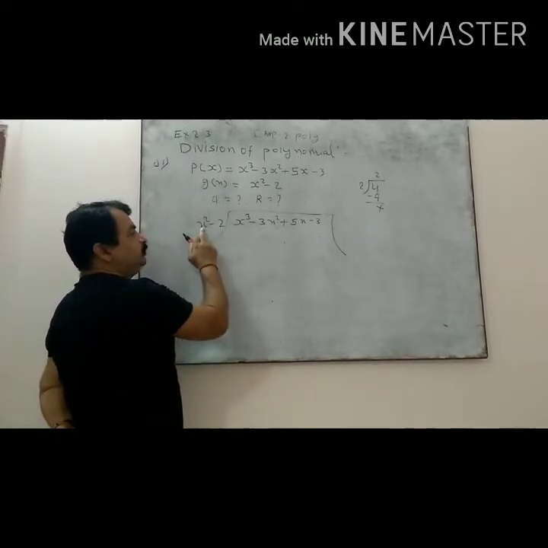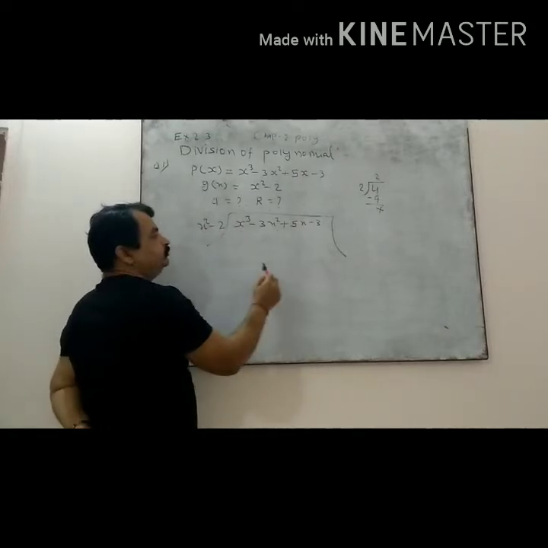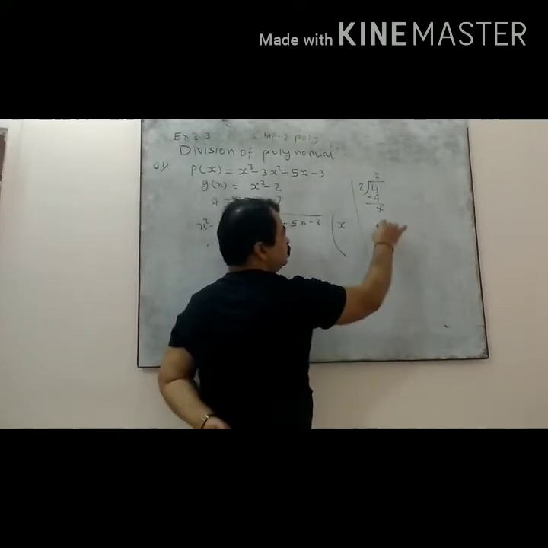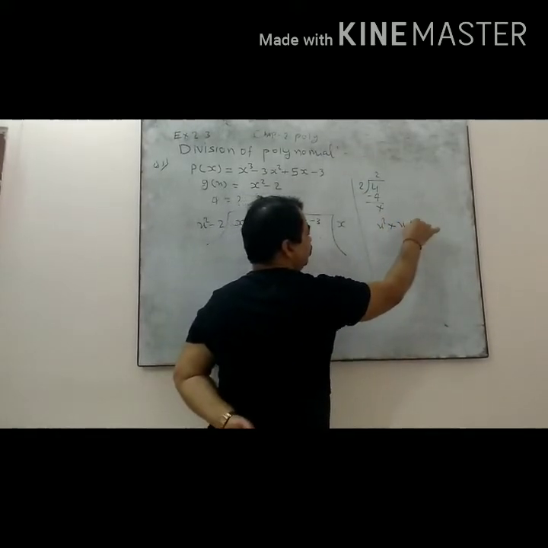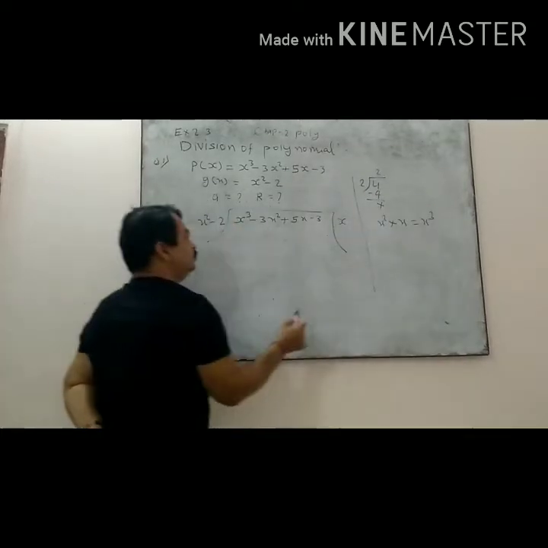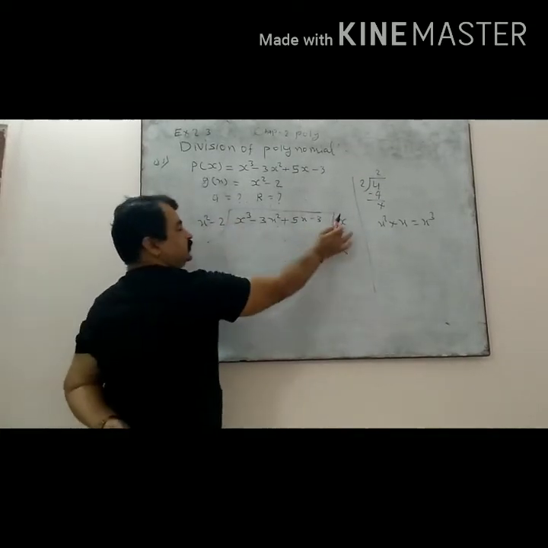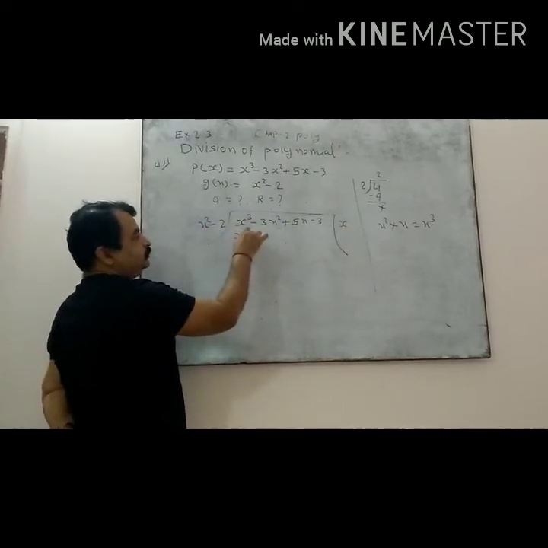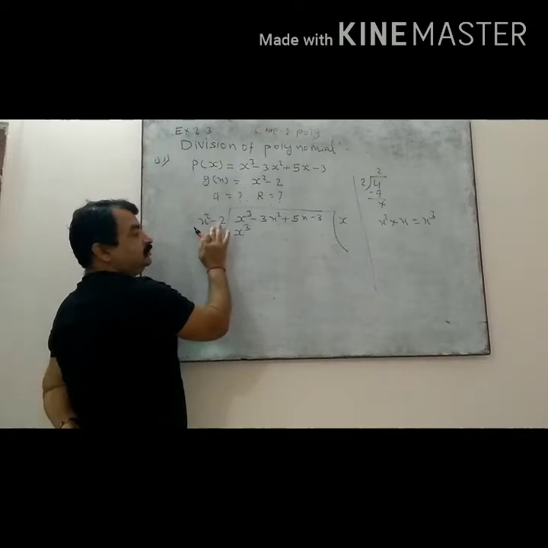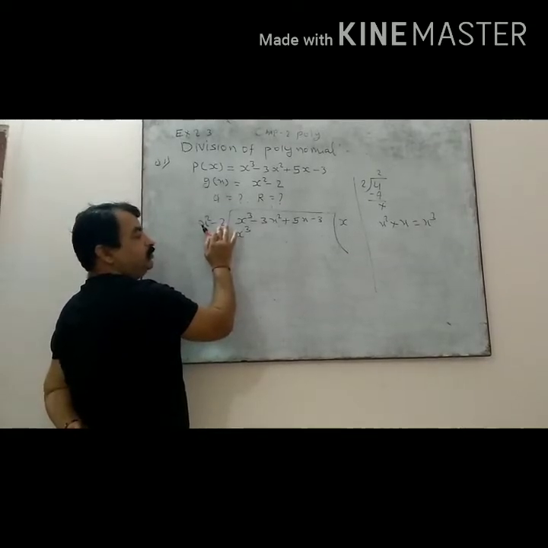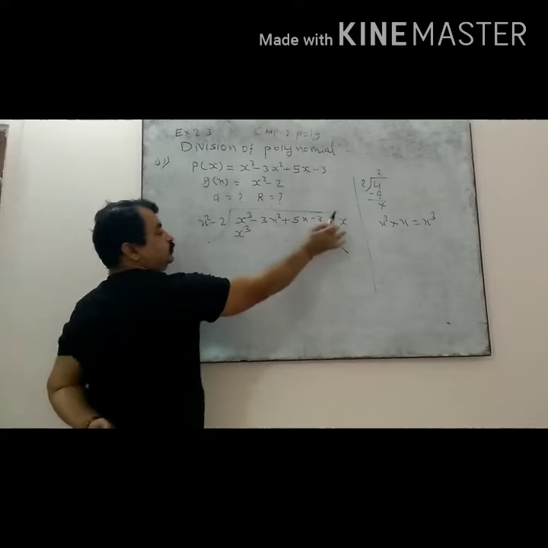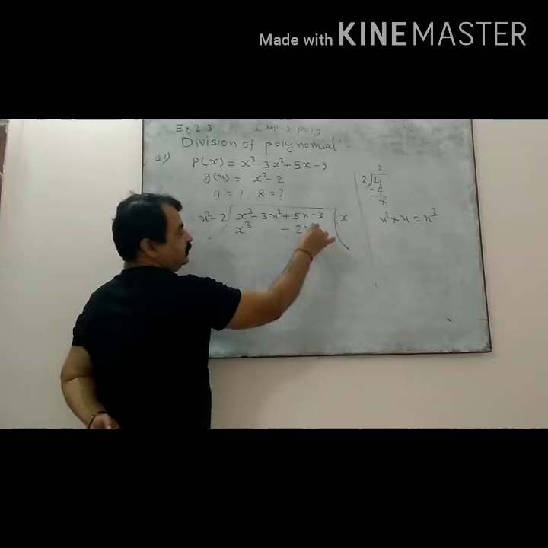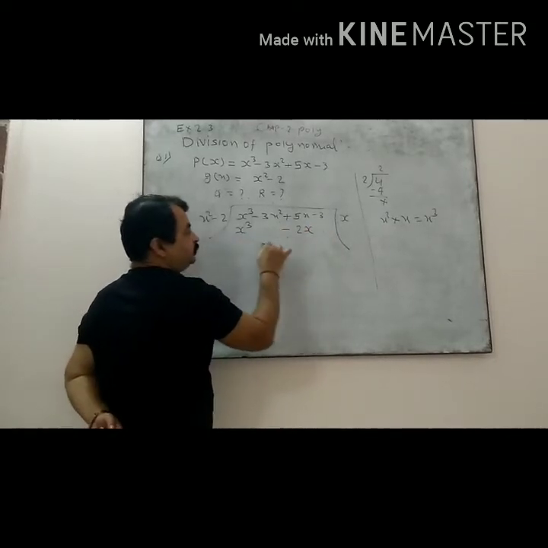So what do you multiply in x square to get x cube? Definitely x. I am writing here rough work also. This is x square. You multiply by x. So what do you get? X cube. So x into x square, what do you get? X cube. But your divisor is a binomial, so you will multiply with the minus 2 also. So minus 2 into x, what do you get? Minus 2x. So where will you write minus 2x? Below the 5x. Like term below like term you have to write.